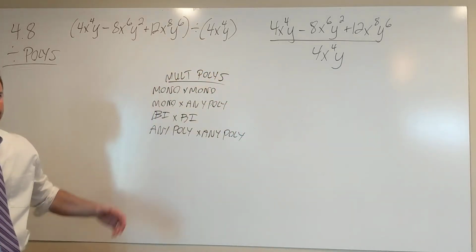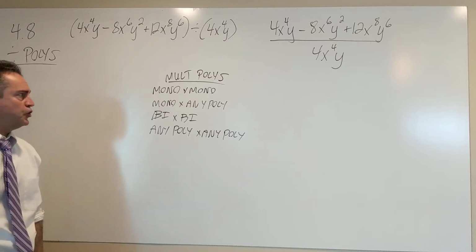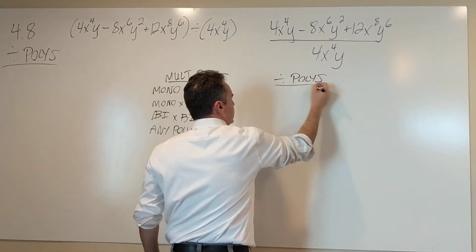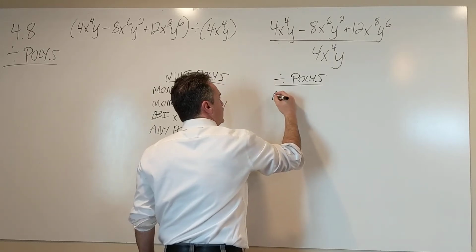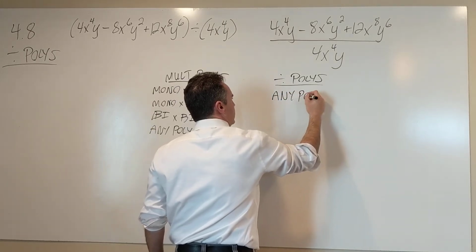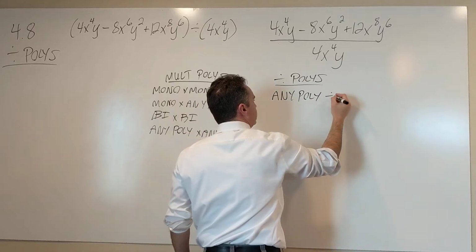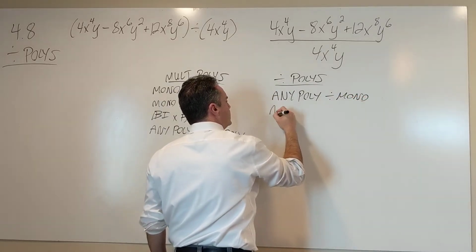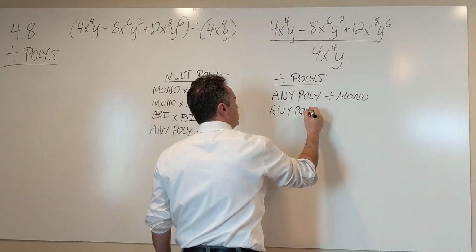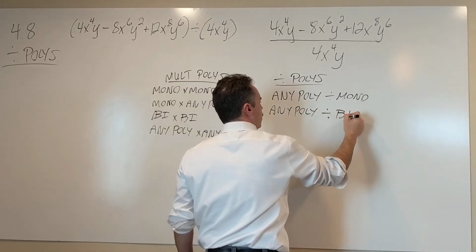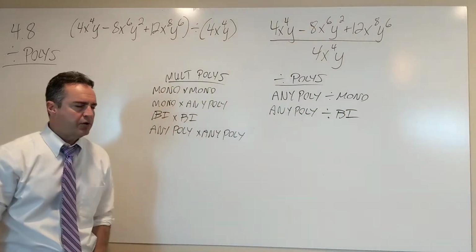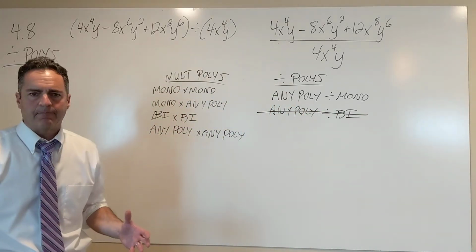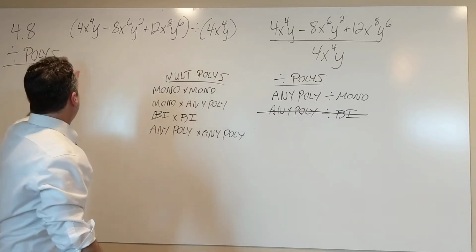Division of polynomials, okay? There are two kinds of division of polynomials that you run into in algebra. The first is any poly, including a monomial, divided by a monomial. And then there is the any poly divided by a binomial. Now I need you to watch this because I'm going to put a big old X through that right there, and we aren't going to teach you that. That's the second half of section 4.8.